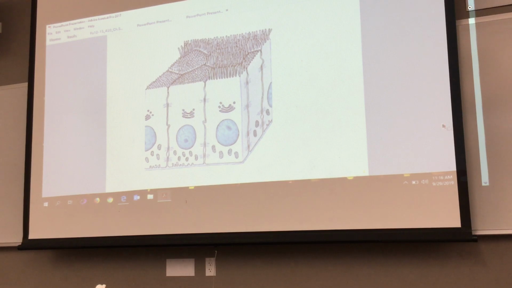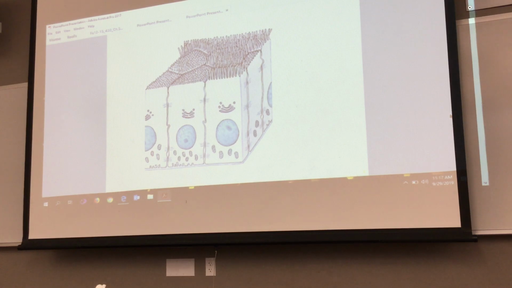Other characteristics of epithelial tissue. Avascular. What else? Exhibits polarity, avascular. Cellularity, which means? It's regenerative. To have cellularity means you're a tissue that is almost all cells. Almost no extracellular matrix.